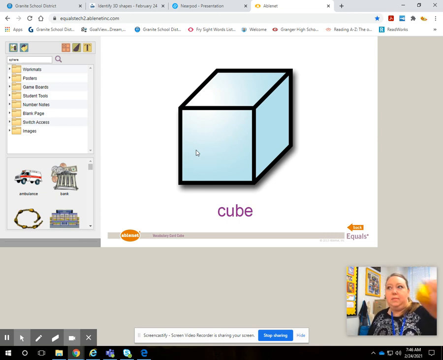Here's an example of a cube that's just a block. It's got a square on all sides, totally square, okay? And I think that's my last cube that I have, other than the other die. So I have two dice, a white and a red. Those are cubes, okay?